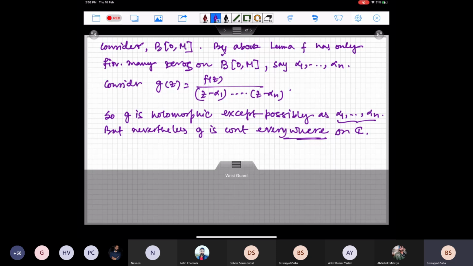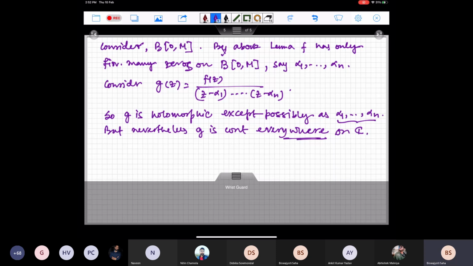So what can I say about g? Holomorphic everywhere, exactly. So g is holomorphic everywhere. By Morera's theorem, or by a corollary of Morera's theorem, whatever you want to say, we get g is entire. Okay, great. Now g is an entire function.